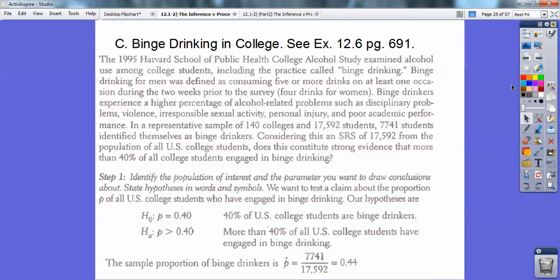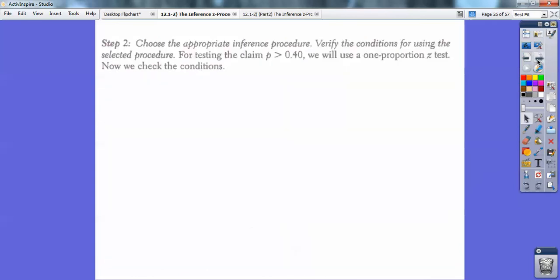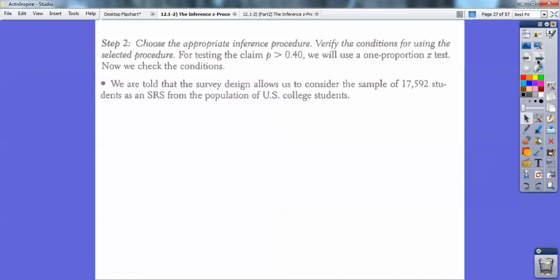All right, so here we go. We're going to choose the appropriate inference procedure and verify the conditions for the selected procedure. So we're going to test the claim that the population proportion is greater than 40%. We'll use a 1 proportion z-test. Okay, so I'll show you how to do this in your calculators on the next lesson.